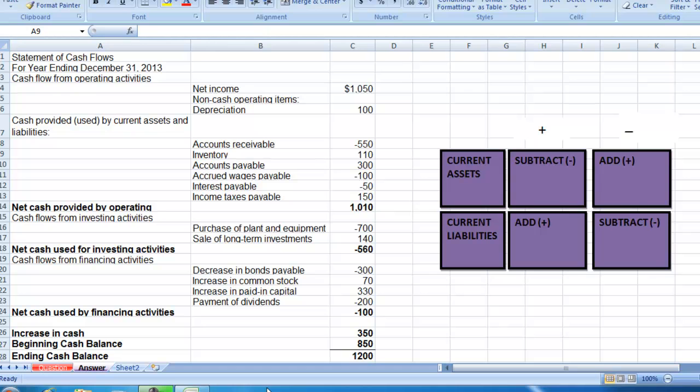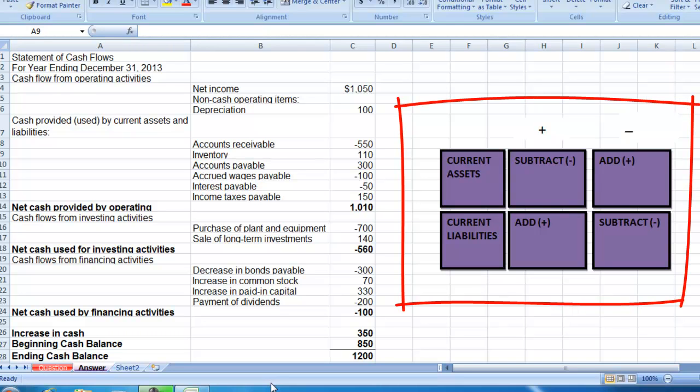Cash flows from investing activities show cash inflows and outflows related to the changes in the company's long-term assets, like equipment or machinery. Cash flows from financing activities involves cash inflows and outflows from changes in long-term liabilities and stockholders' equity. Issuing bonds or common stock and paying dividends are examples of this category.